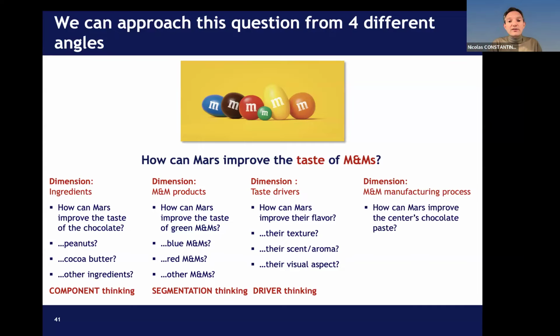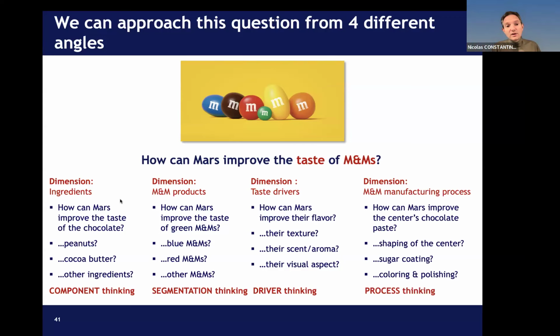How can Mars improve the center's chocolate paste? The center of the M&M is basically made of a chocolate paste. Then how can they improve the shaping of that center? How can they improve the sugar coating? And how can they improve the coloring and the polishing? Okay, so this is called process thinking. So these are 4 different ways of looking at the same problem. In some cases, I focus on M&Ms.